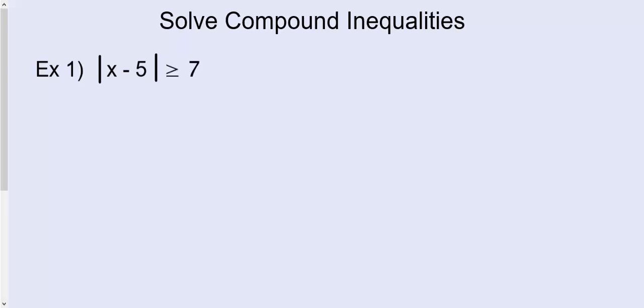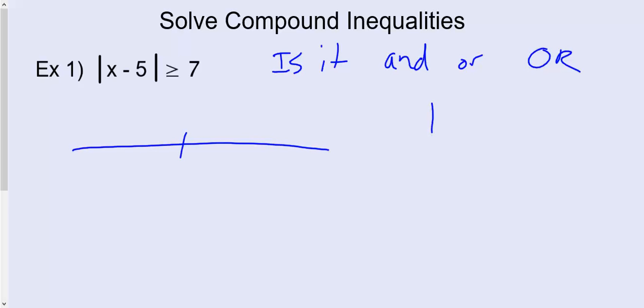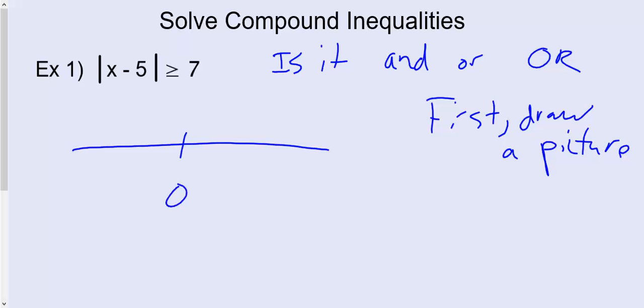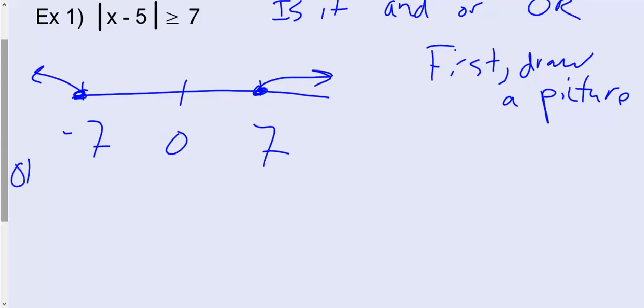Alright, now we're actually going to work with some more difficult ones. The first thing you're going to do is decide, is it an and or an or? And since it says greater than, I'm going to draw a picture. The first thing, first draw a picture. Always draw a picture. This is what I expect you guys to do in your homework. So 0, 7, negative 7, greater than 7. Alright, so the greater than or equal to, that's those numbers there. That's these numbers here. This is going to tell you that it's an or statement.